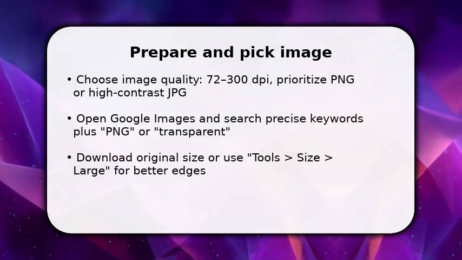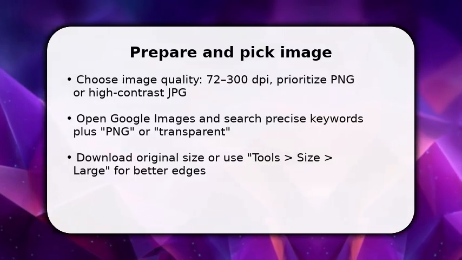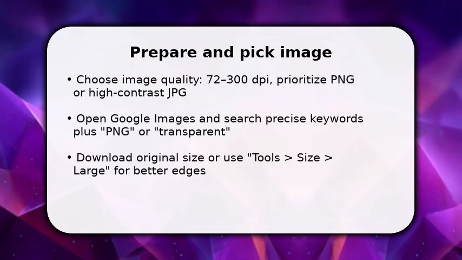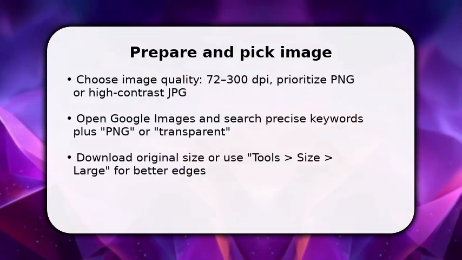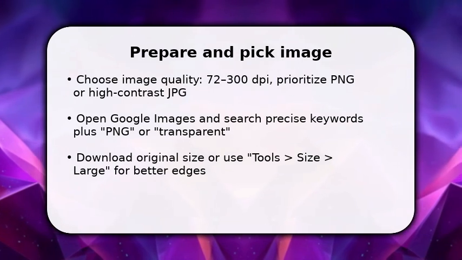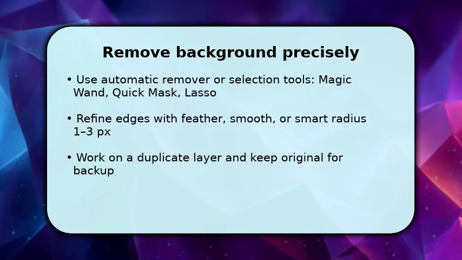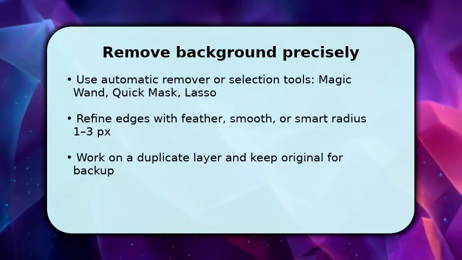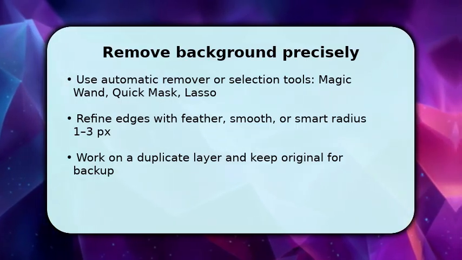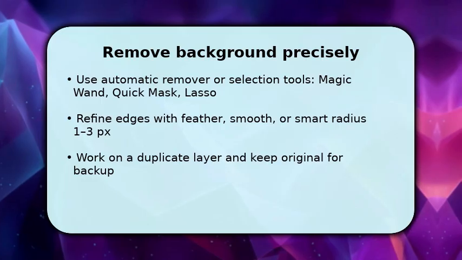Now open that file in your editor or an online remover. This first step reduces artifacts later and speeds background removal by providing clear subject separation from the background. Next, perform the removal. Use an automatic tool for quick results, but switch to manual selection when edges are complex. You want clean alpha channels.